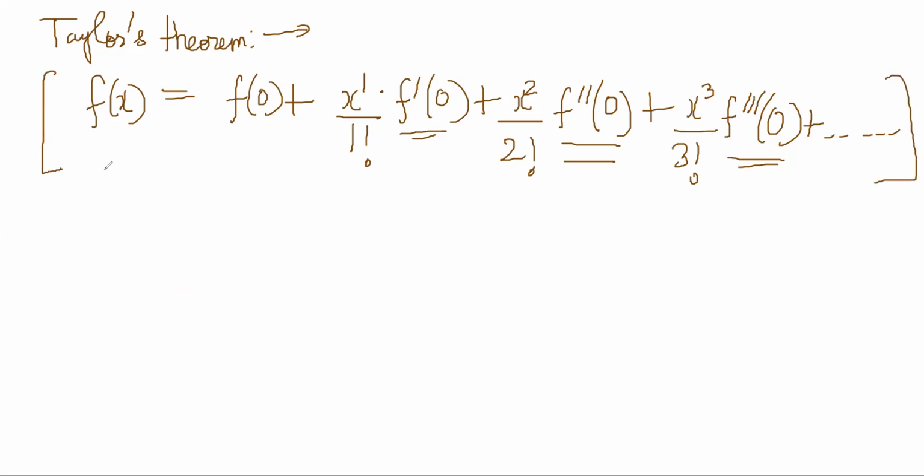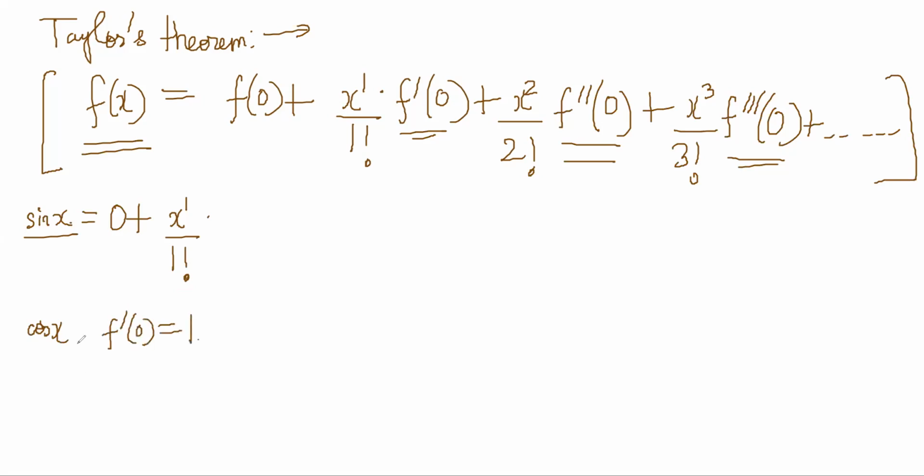Okay. So let's say f of x is equal to sin x, right? Correct. So let's write the Taylor series expansion of sin x. Okay. So what is sine of 0? This is f of 0, no? Sine of 0 is 0 plus x power 1 by 1 factorial. What is derivative of sin x? It is cos x, and f dash 0 will be therefore 1, into 1.